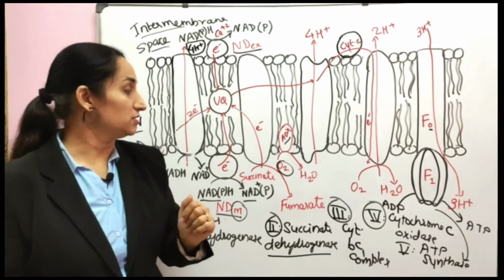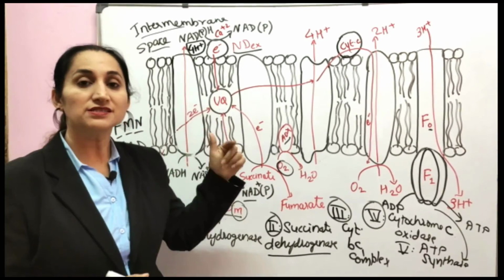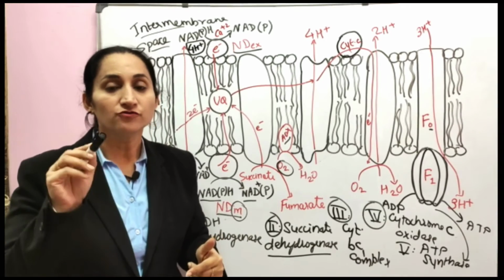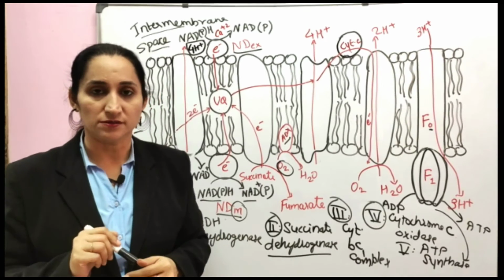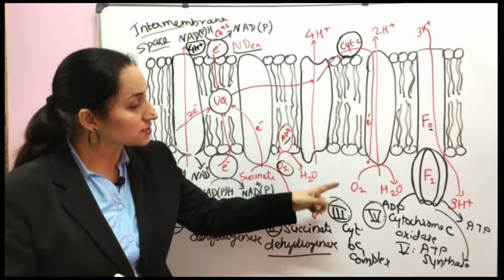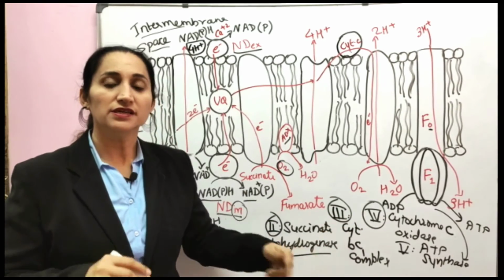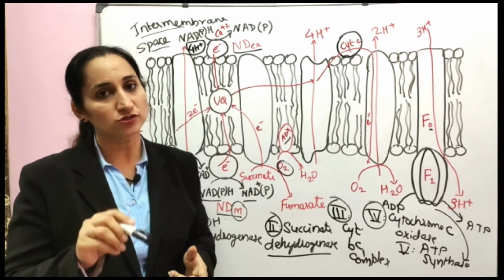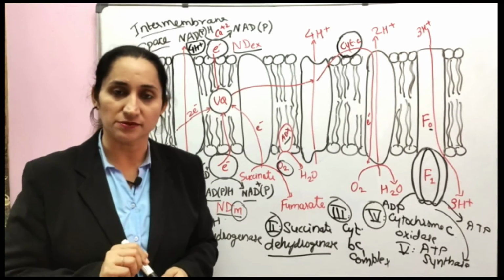Structurally and functionally, this ubiquinone is similar to the plastoquinone of the photosynthetic electron transport system, and structurally and functionally, this complex 3 is similar to the cytochrome B6F complex of the photosynthetic electron transport system.